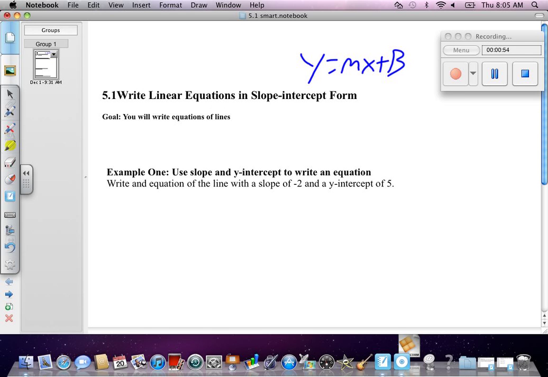For example 1, we're going to use the slope and the y-intercept to write an equation. The slope is -2 and the y-intercept is 5. So the slope is the same thing as what letter? M. So m equals -2, and the y-intercept is the same as what letter? B. So now I'm just going to rewrite it, but replace m and b with those numbers. So y equals -2x plus 5.